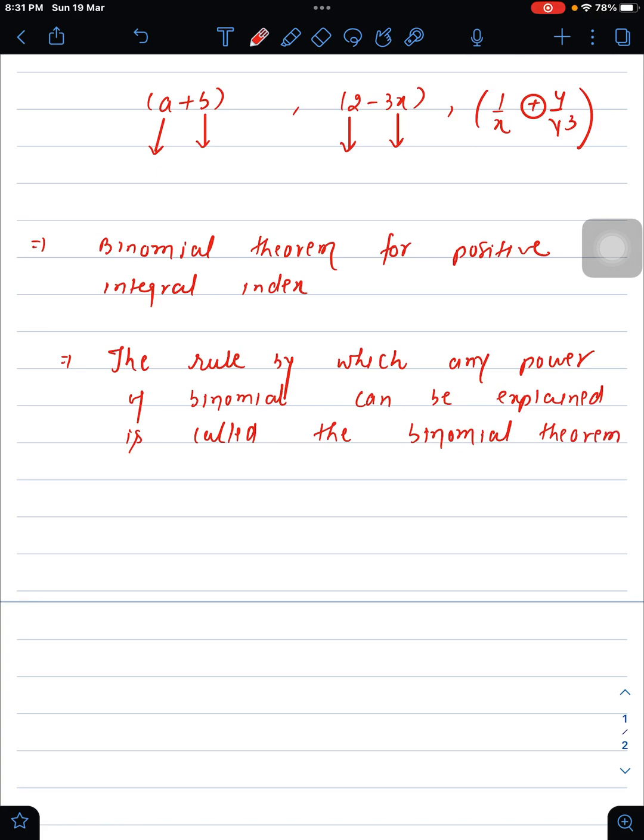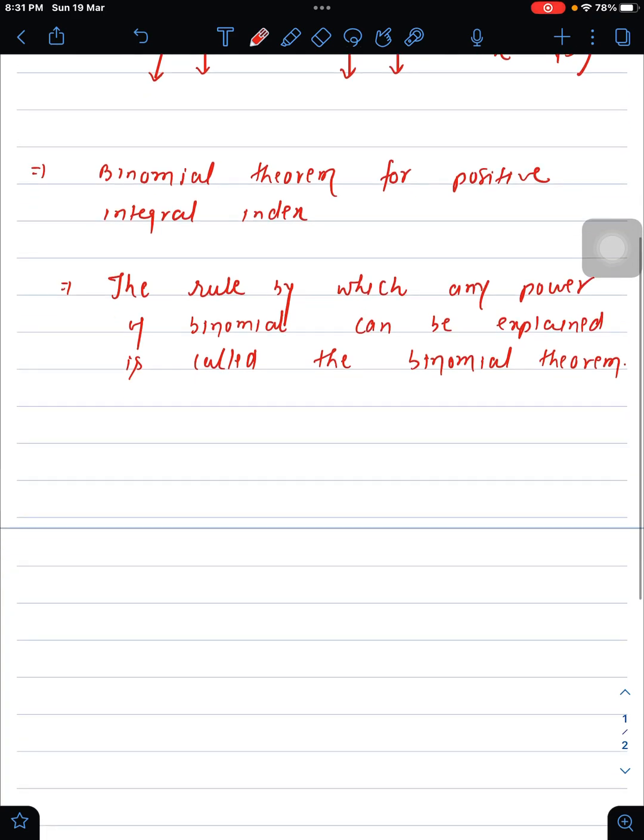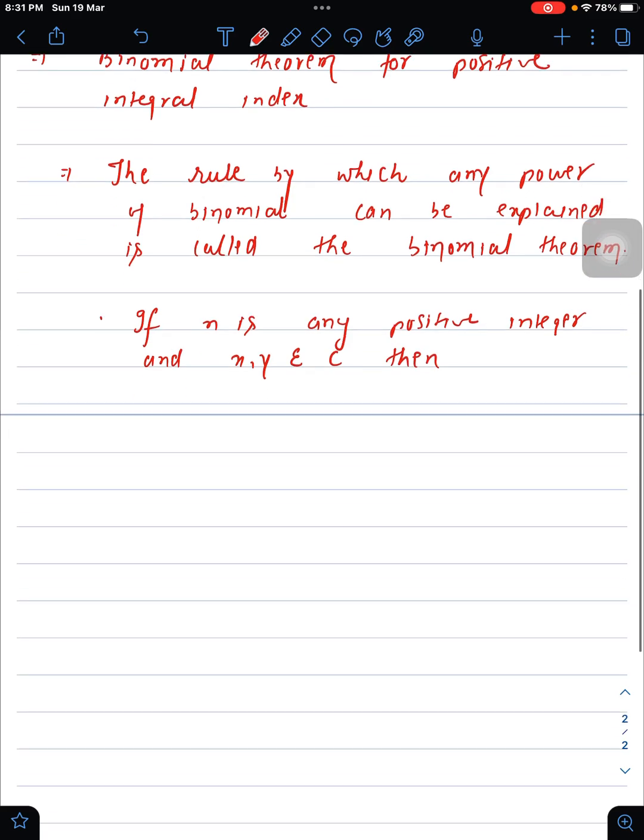Now I can definitely say that you were not able to understand what I have written. Don't worry, I will explain it very easily. Let me write the formula and definitions, and then I will explain each and every point. If n is any positive integer and x, y belong to C, then (x plus y) to the power n.